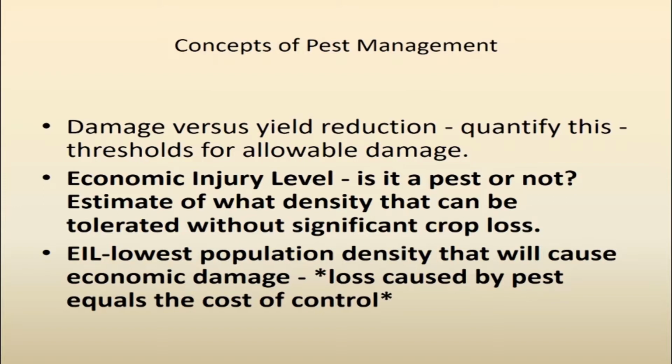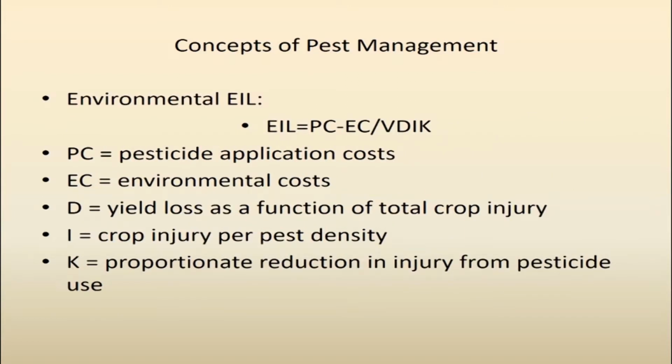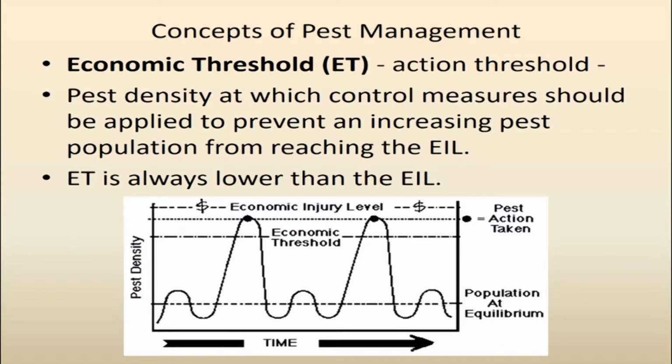So, it is the lowest population density which will cause the economic damage, and the loss caused by this pest equals the cost of control. It is calculated by the formula PC is EC by VDIK, where PC is the pesticide application cost, EC is the environmental cost, D is the yield loss, I is the crop injury and K is the constant.